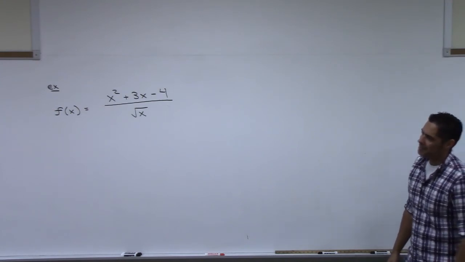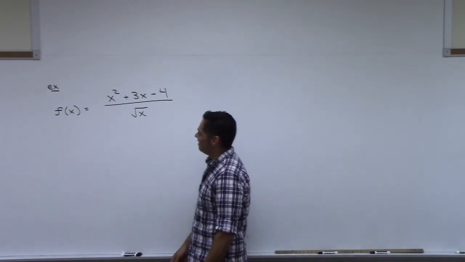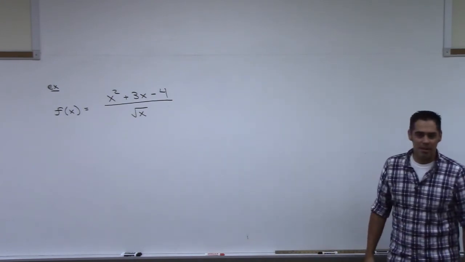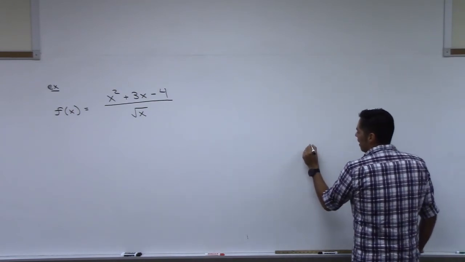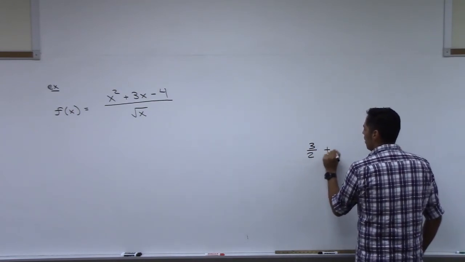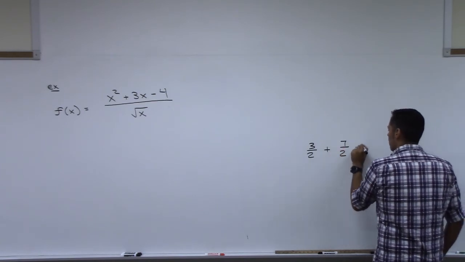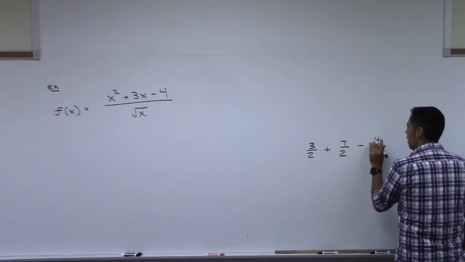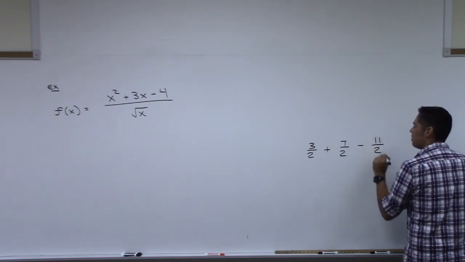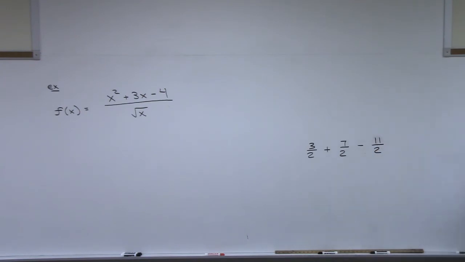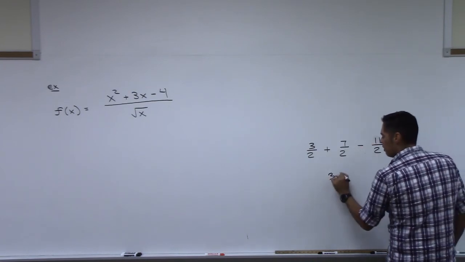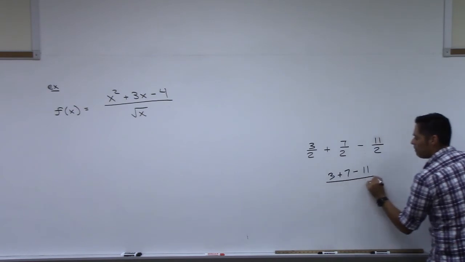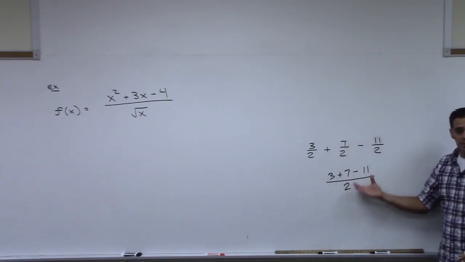Plug it in a calculator? No? So let me ask you something. This is kind of off topic but on topic. Let's say I have the fractions 3 halves plus 7 halves minus 11 halves. Can you combine these fractions together? Why? Because I have the same denominator. So I would do 3 plus 7 minus 11, all over the common denominator 2. Is everyone comfortable with going from here to here?